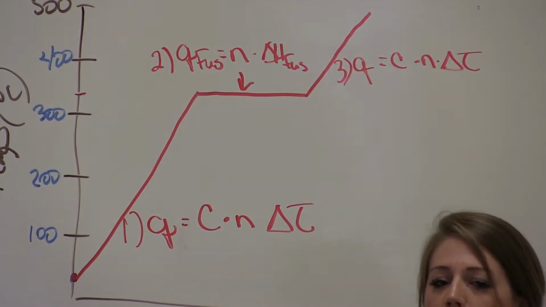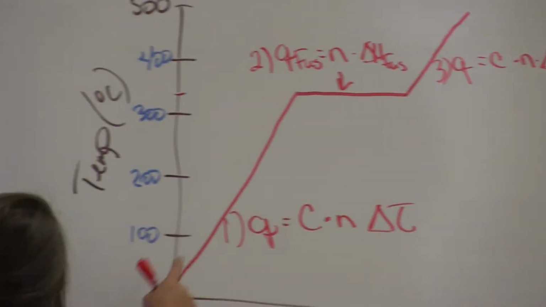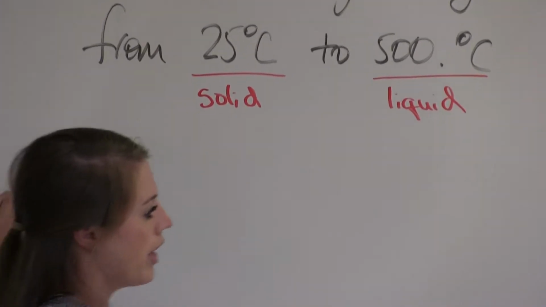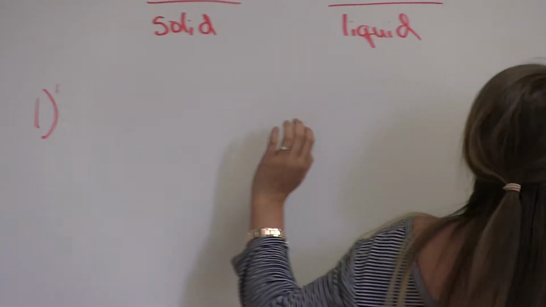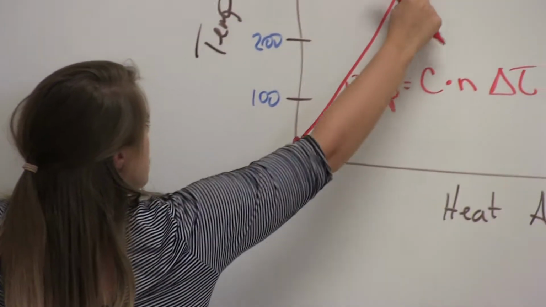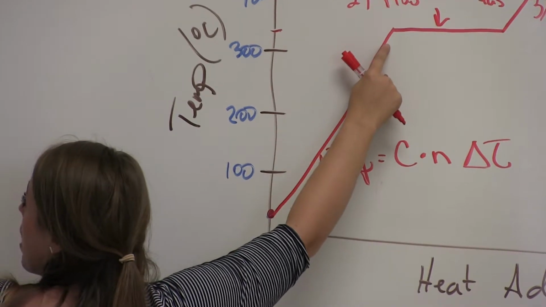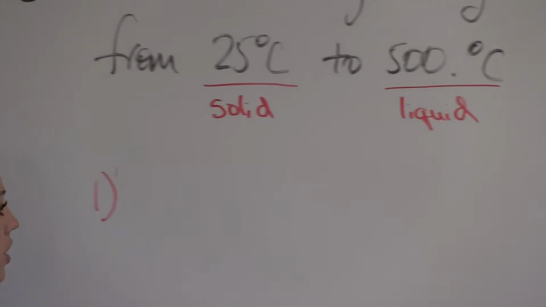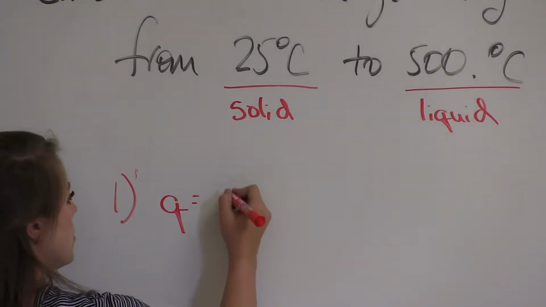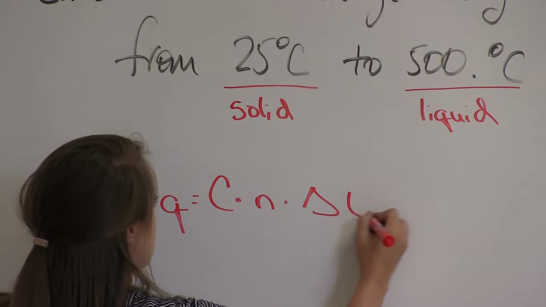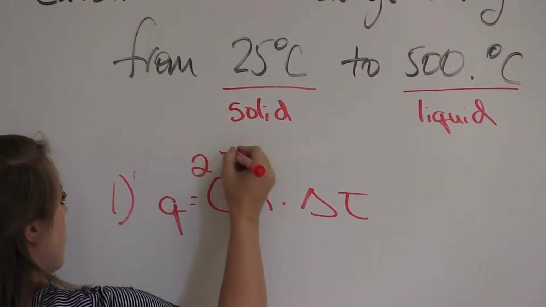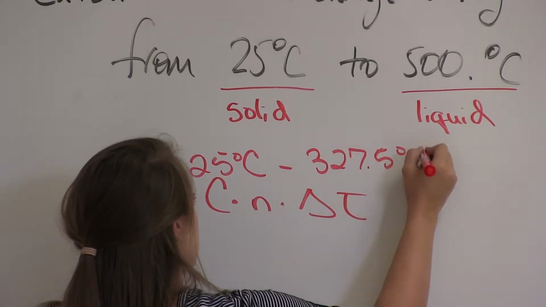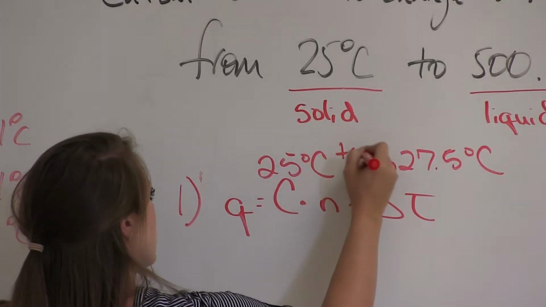So let's break it down kind of equation by equation or problem by problem. So the first thing we need to do is find how much heat is required to raise the temperature from my starting point, which was 25, to 327. Now look, we're not going to 500 initially. We're stopping at 327 because we've got a phase change. Okay, so here we're going to have Q equals C times n times delta T, and we're going here from 25 degrees Celsius to 327.5 degrees Celsius. So I should put 2 here.